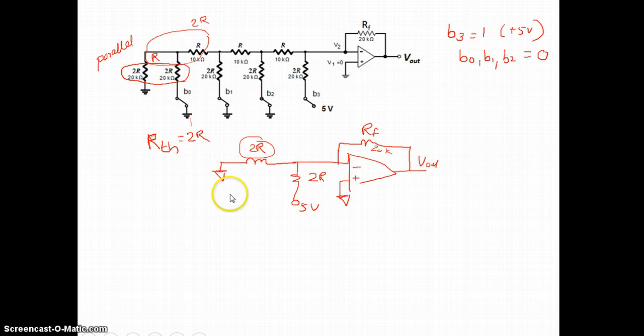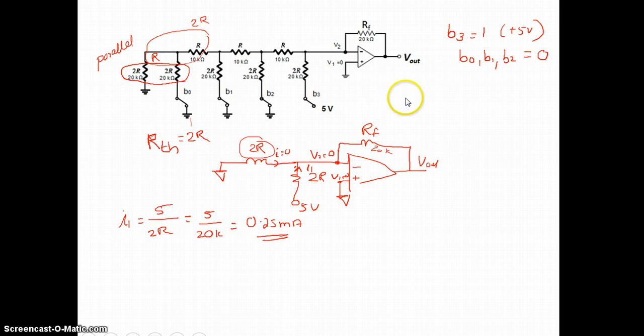Now when you are taking the output, see this is ground. So the voltage at this point, V1, should be equal to 0. The voltage at this point, say V2, also should be equal to 0. This current will be 0, no current here. And this current, say I1, I can write as 5 divided by 2R, 2R is nothing but 20K, so 5 by 20K, you will be getting around 0.25 milliampere.